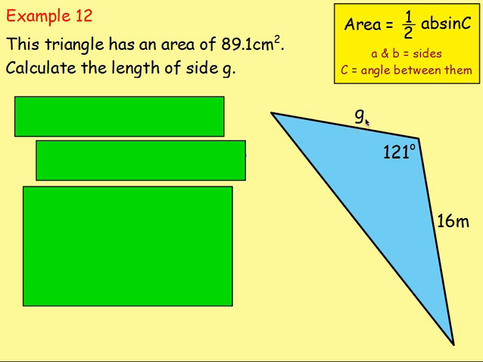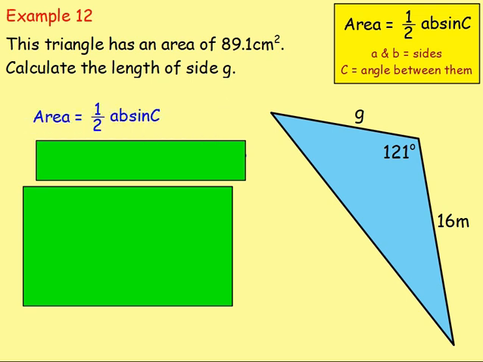Well, Luca, what do you think you do? Do you write down the formula and sub in? You do indeed. Well done, Luca. So the formula is area equals a half AB sine C. So write that down. Luca, I'm sticking with you because you're so good at this. What is the area? It's 89.1. Good. So you've got 89.1 equals a half AB sine C.